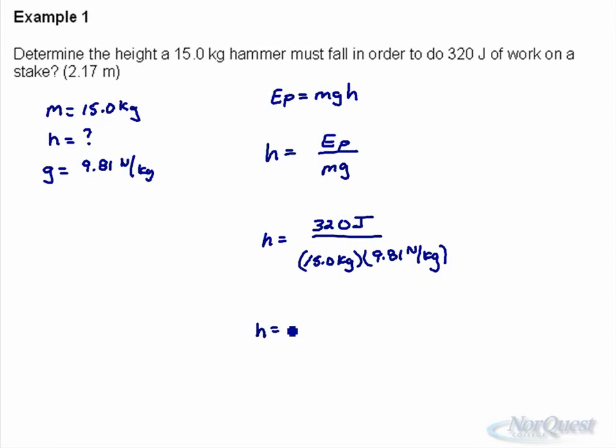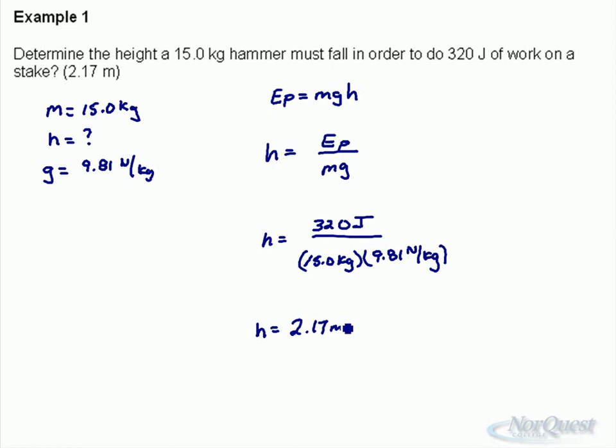Make sure you bracket the denominator, because there are two numbers being multiplied in the denominator, and you should get to 3 significant digits, 2.17 meters. That means if the hammer is 2.17 meters above the stake, it'll have 320 joules of potential energy.